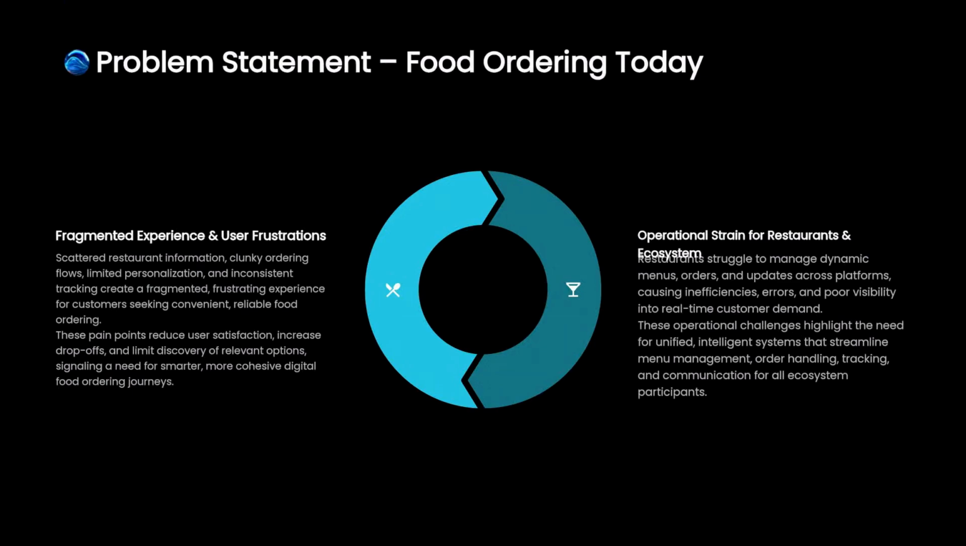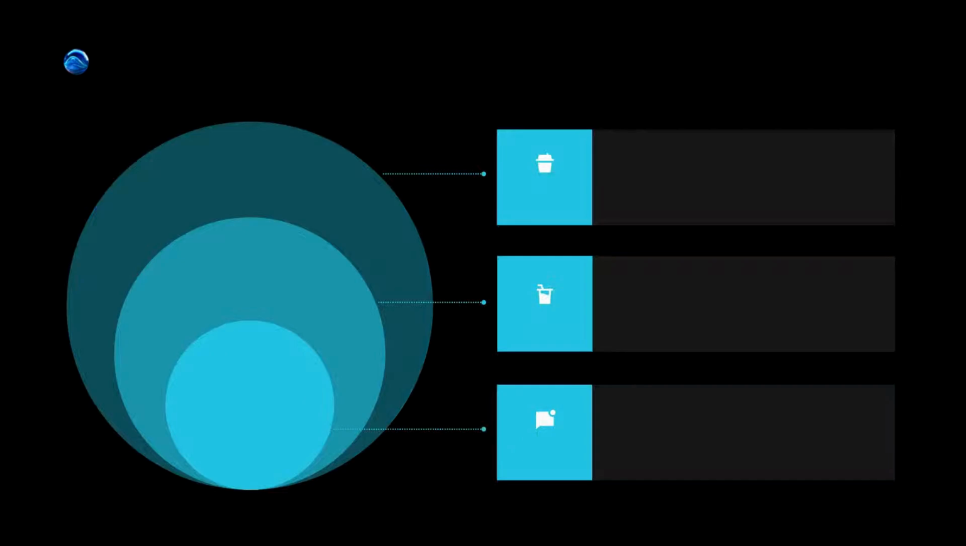So traditional food ordering systems often suffer from inefficient order management, limited personalization, manual processes, and poor user experience. Customers expect fast ordering, secure payments, responsive interfaces, and personalized recommendations. Restaurants also require efficient order management systems to improve operational efficiency.